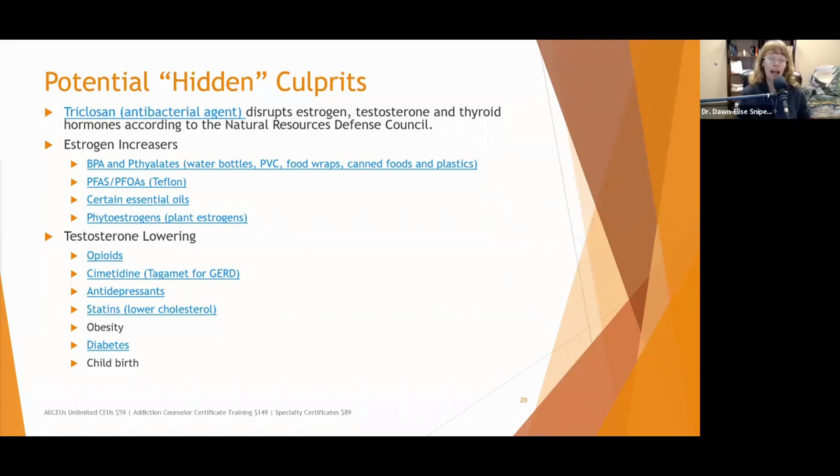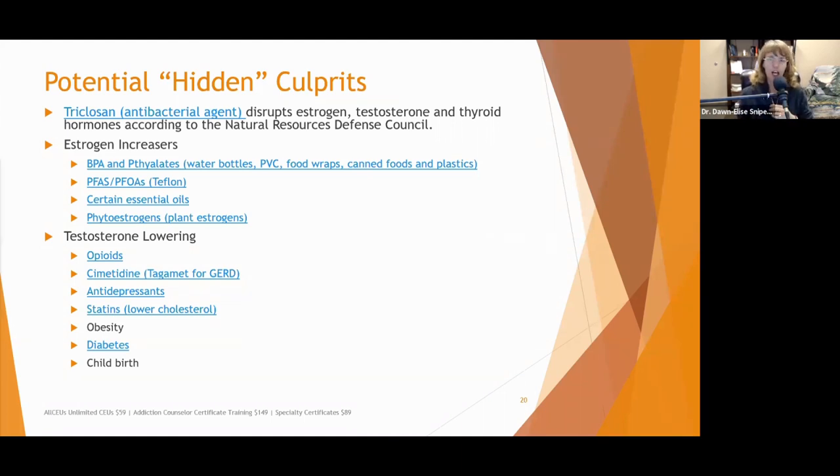PFAS and PFOAs, basically Teflon, your non-stick ware, can also disrupt estrogen. When you're using it, as long as it's not flaking off, theoretically you're not getting enough of it in your system to be a problem. But if you're like me, my pans, when I was using those, used to flake off pretty quickly and pretty easily.